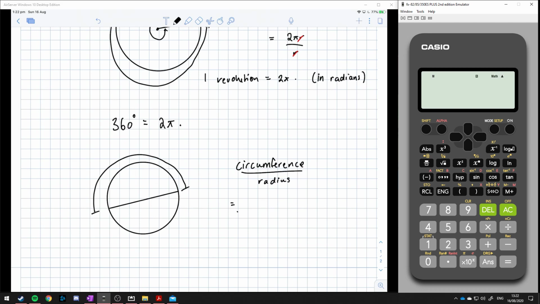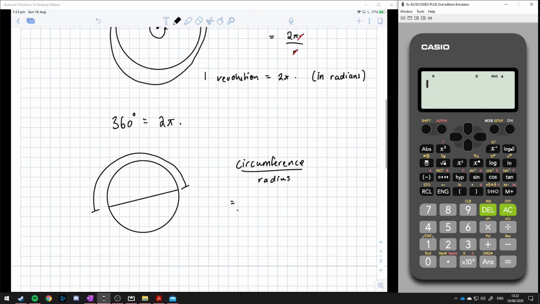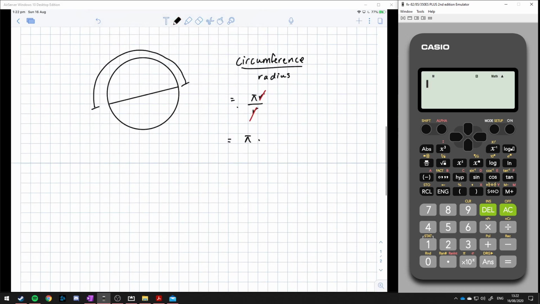Okay, now the circumference, well, that's half of the full circumference, so 180 degrees, so half of 2 pi r, so it's just pi r over r. And again, those radii are going to cancel out, and so that's going to leave us with pi. So 180 degrees in radians is equivalent to pi, okay?